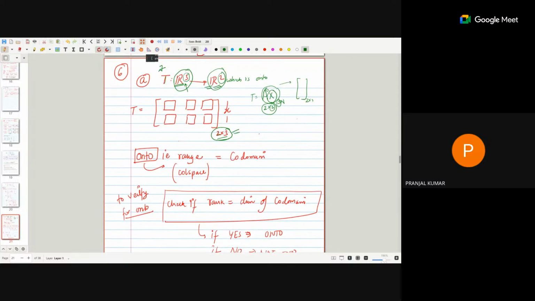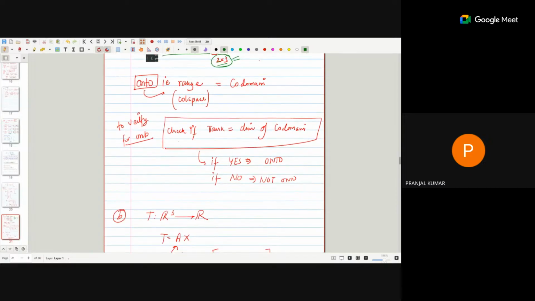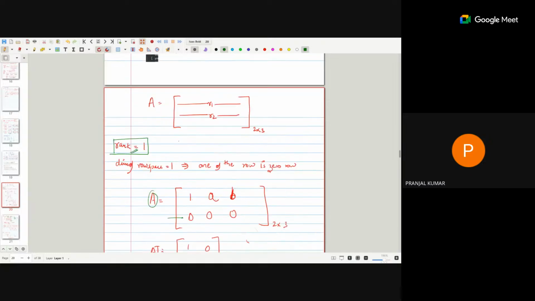So rank should be equal to... see here, what is the dimension of the codomain? Is it 2? Yes. Now, suppose I have drawn these boxes and I'm going to fill these. Suppose this was my matrix. Now tell me, what is the rank here? It's 2. So there does exist such a matrix, yes or no? This is a valid matrix, a valid transformation, so it exists. So it is onto. So there exists such an onto matrix.